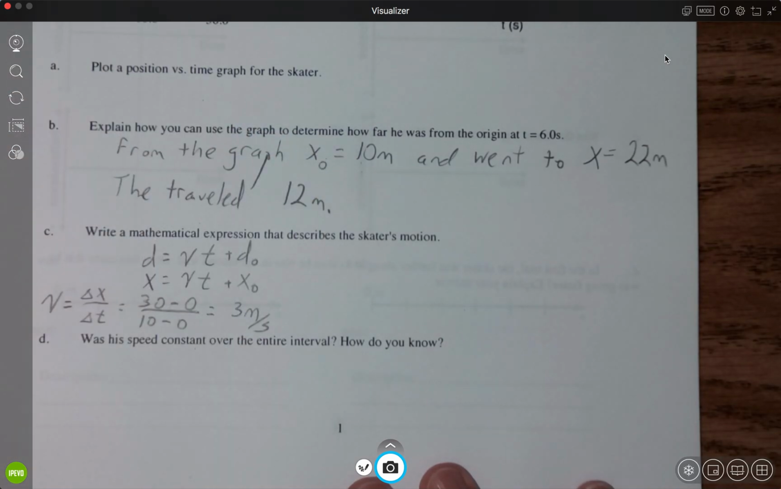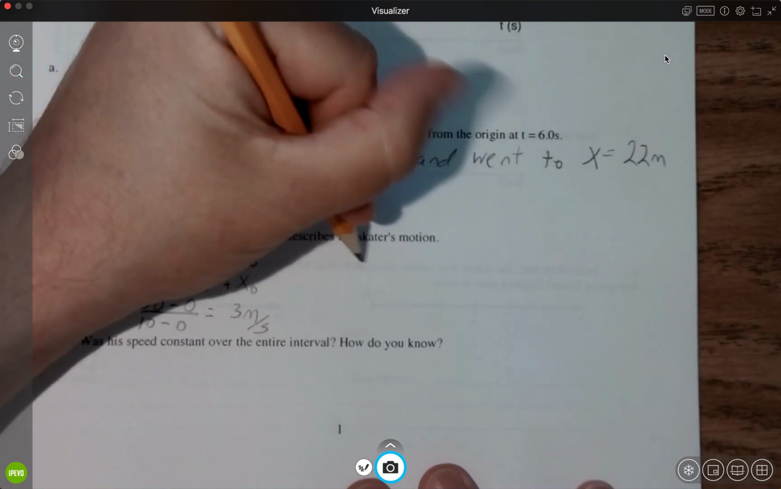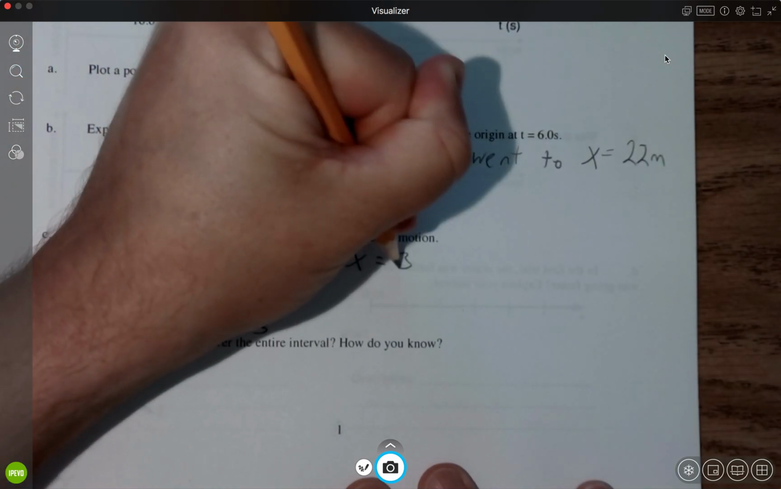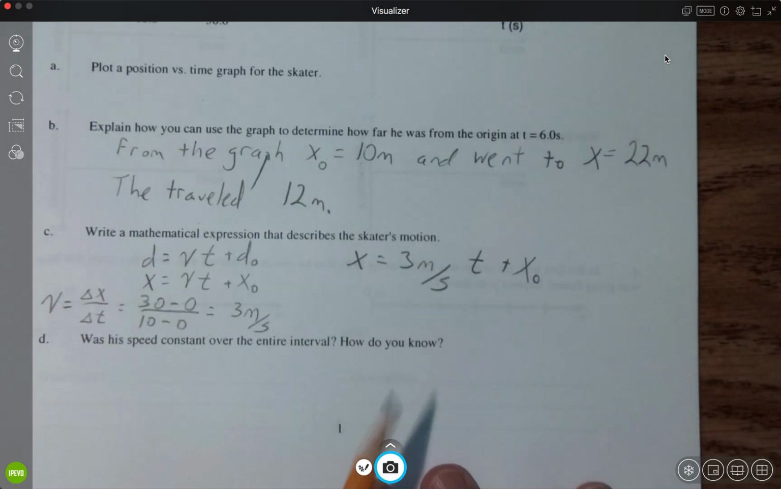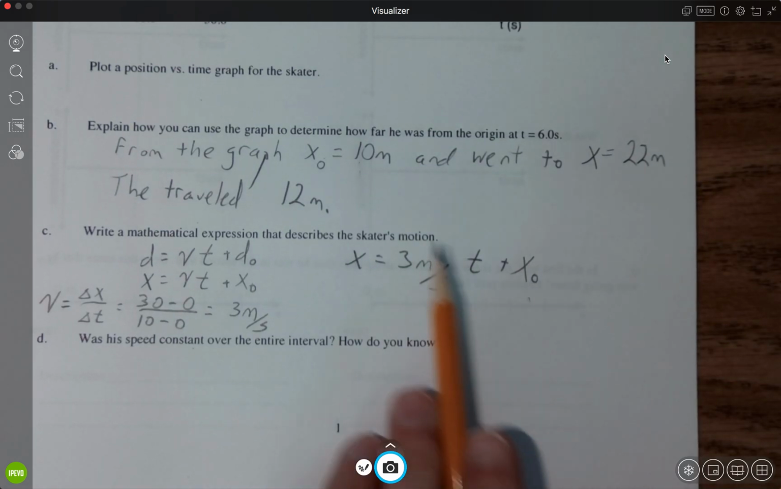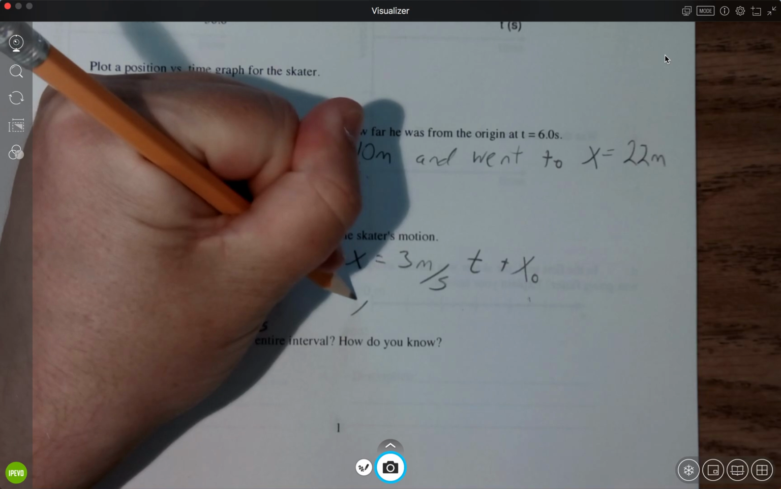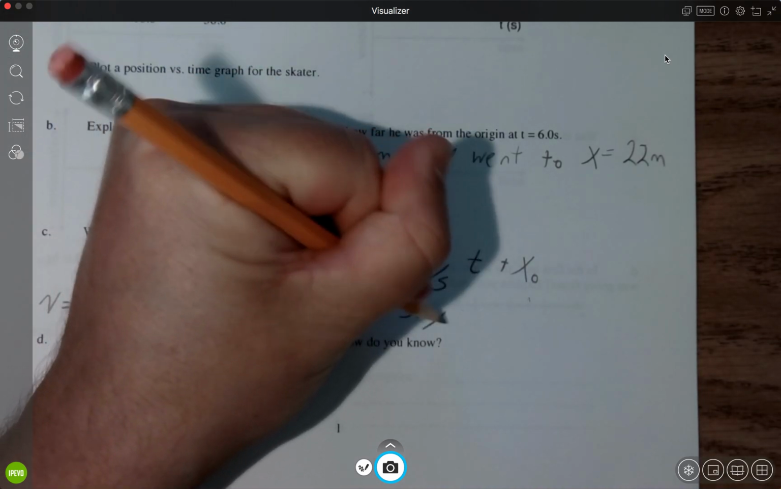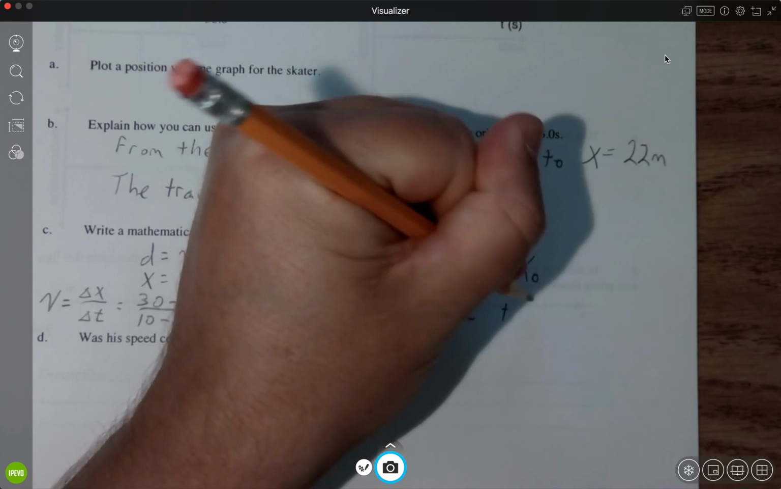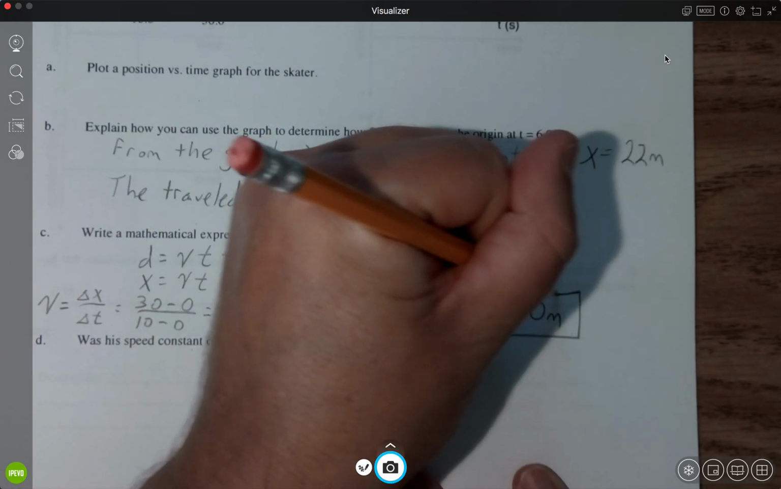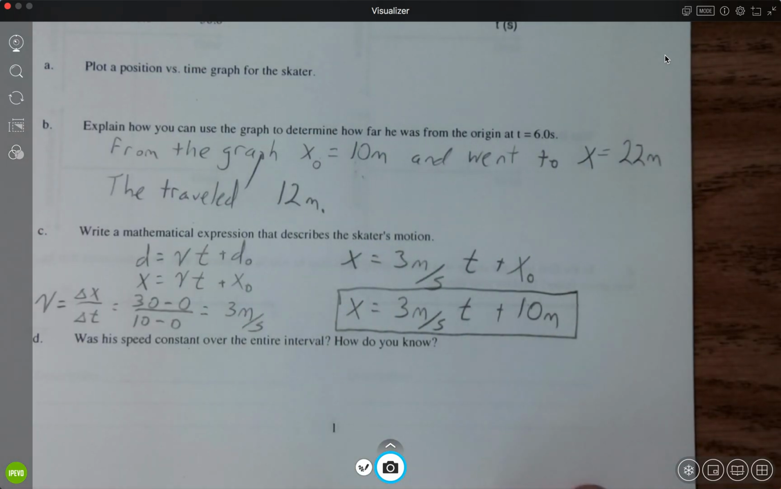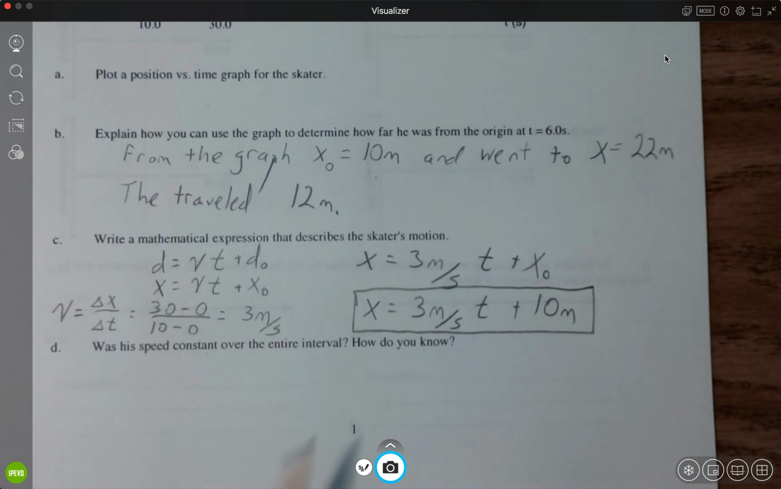So the expression for this skater is going to be specific for this skater. This x is going to equal 3 meters per second times time plus an initial position, where we know this initial position is 10 meters. So x is going to equal 3 meters per second times time plus that initial position of 10 meters. This is going to be a mathematical expression or mathematical model for how this skater is moving. And we can know exactly where they are based on the time. So if we know the time, then we know exactly where they are.